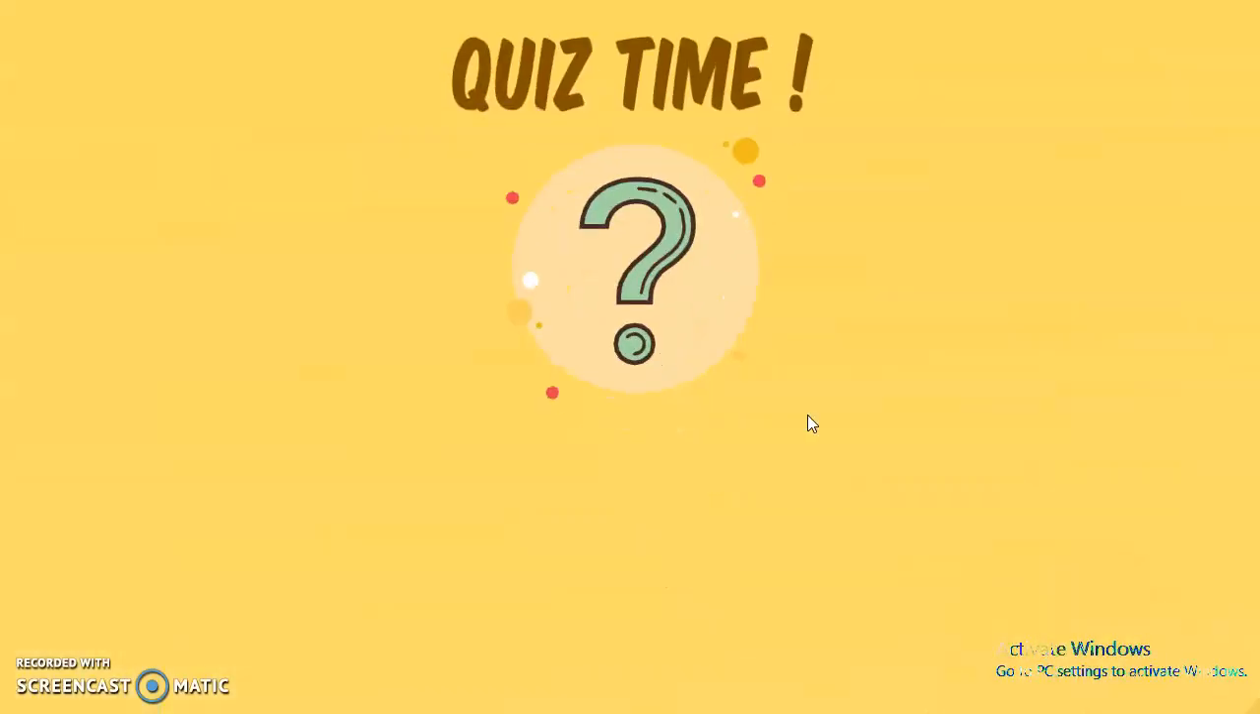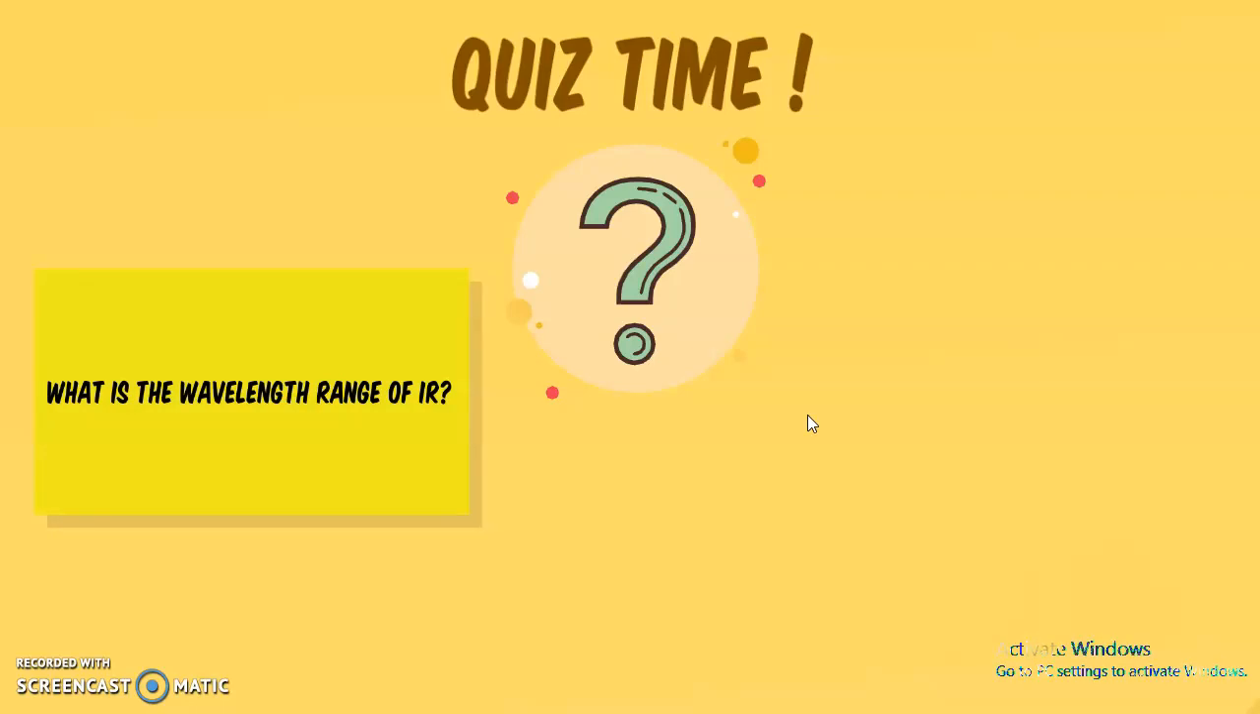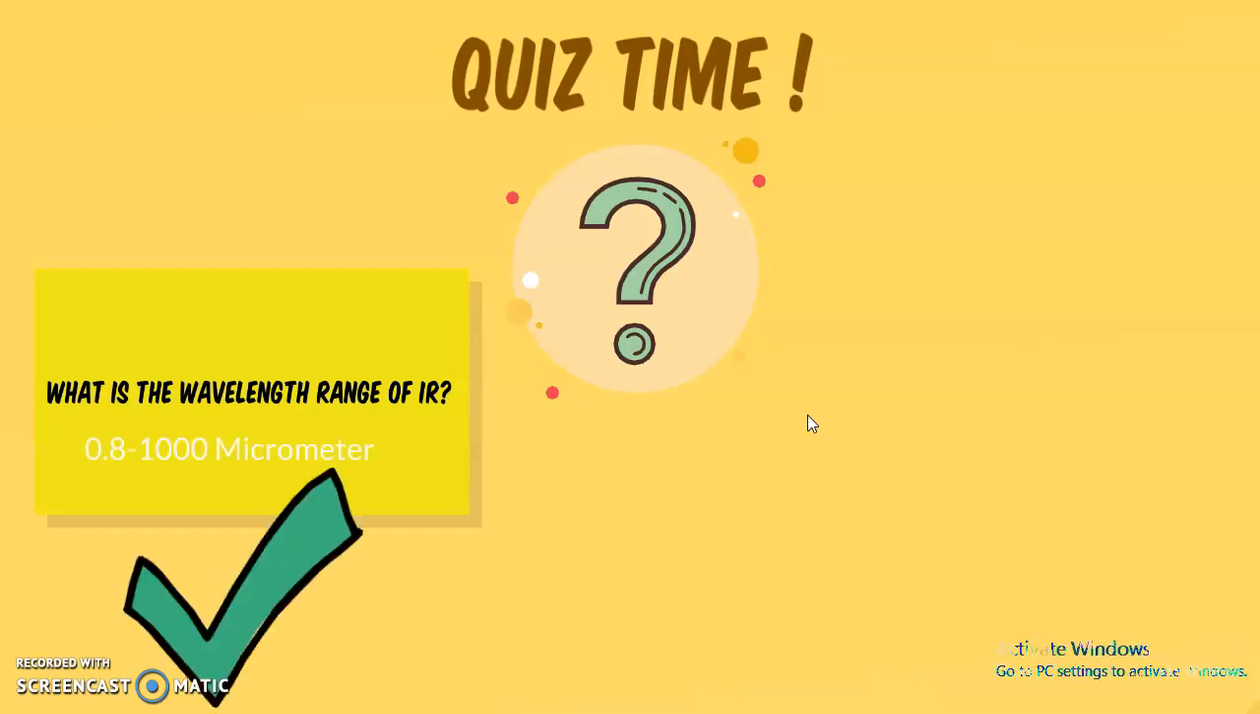Okay, so it's quiz time now. We have done a lot of things till now, so let's see whether you are able to give me an answer. What is the wavelength range of IR? Think. We did it in the first slide, where I was talking about IR spectroscopy, useful for functional group detection, and the wavelength range was 0.8 to 1000 micrometers.